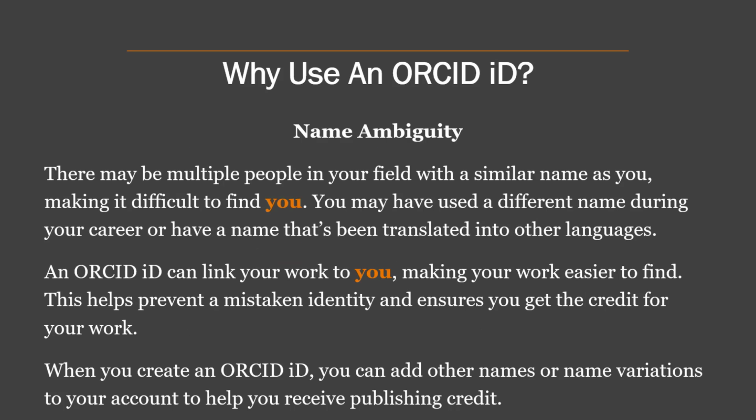So, ORCID ID wants to resolve some key issues. One of the things that you may have run into is the issue of names. Let's say you have a common name like Jane Smith. There may be multiple people in the field with a similar name as you, making it difficult to find you. The Jane Smith who works in chemistry is going to be different from the Jane Smith who works in sociology, very different fields. They're publishing totally different papers, but somebody might get confused and try to find you.